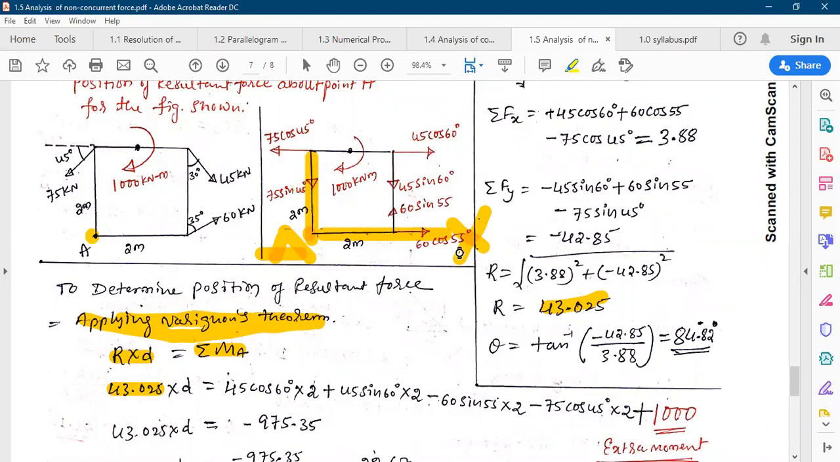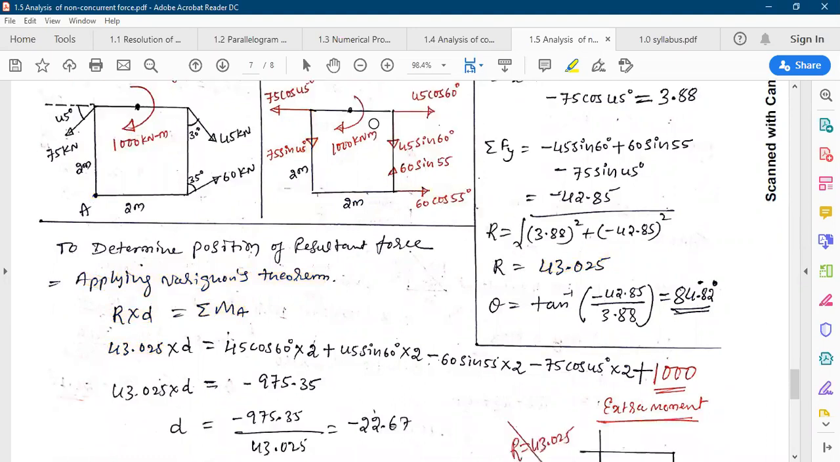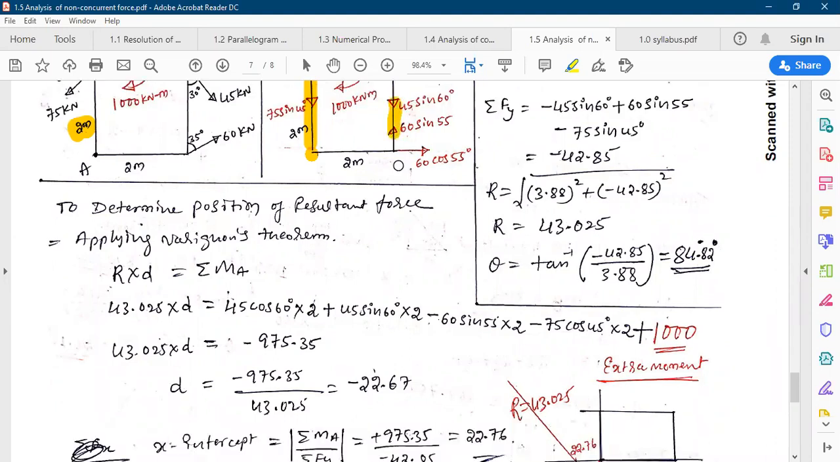Similarly, consider all other components which are creating moments about point A. So this force will create moment. It is located at a distance, how much? It is given as 2 meter. The distance from the line of action of this force to the moment center is 2 meter. Similarly, the distance of the moment center from this force is also 2 meter. For this force too, the moment center is located at 2 meter distance. Consider each force and multiply with its perpendicular distance.